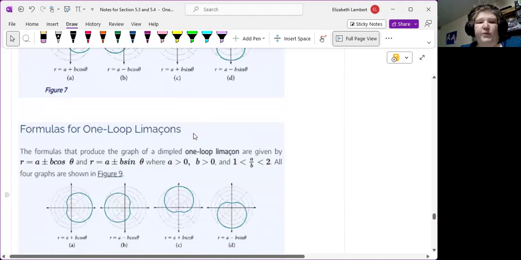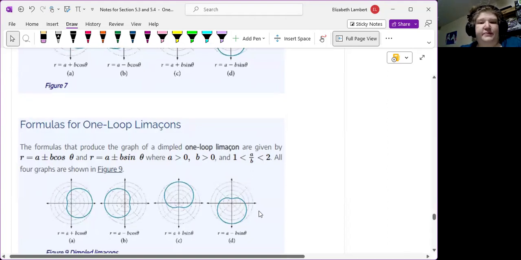Another type of graph we get are these one loop limacons, or dimpled, and the dimple is like that little divot. Which side the divot ends up on, it's kind of like this short side and then this larger side. And that's because there's going to be a difference between A and B. So A is bigger than B, but the ratio of them is still between 1 and 2.